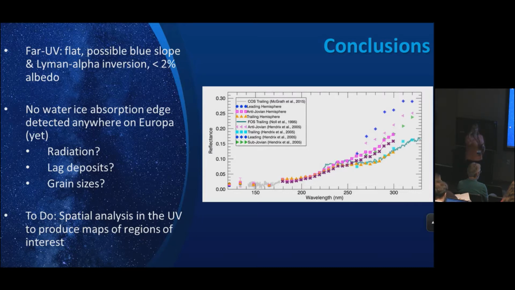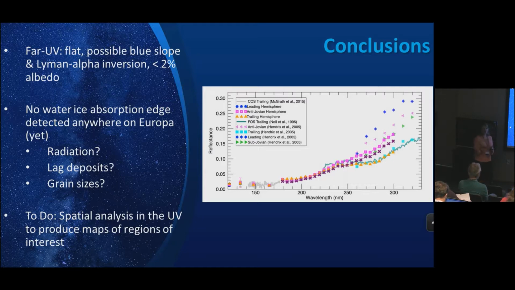So if there's some sort of thin film that's left behind, that might be what we're sensing, and everyone else is sensing a little bit deeper, different material. Of course, there's the grain sizes that we need to look at as well. But basically, one of the nice things about doing this with STIS instead of COS was that we could get that spatial distribution information.